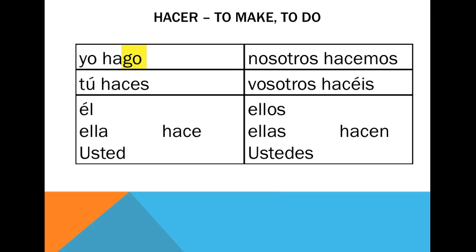Let's take a look at the verb hacer, which is to make or to do. You'll notice that the yo form ends with a go in yo hago for I make or I do, but all of the other forms conjugate exactly like any other regular pattern er verb would conjugate.